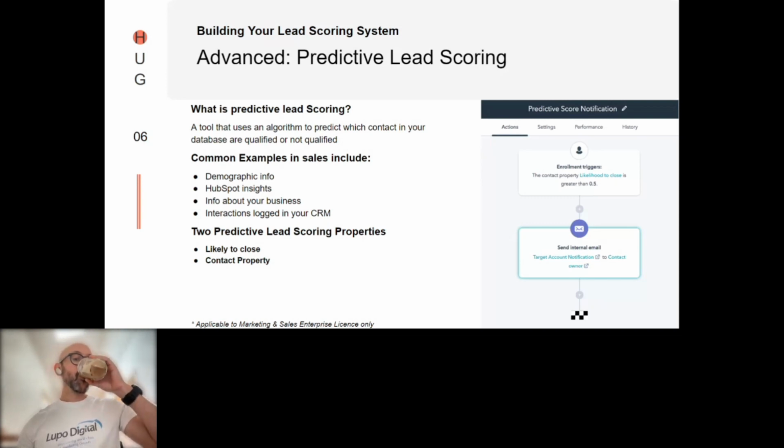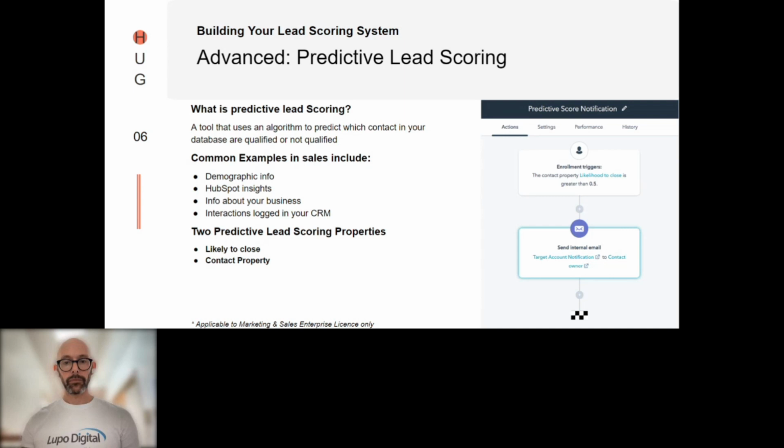Now, there are two very unique lead scoring properties that HubSpot would use for predictive lead scoring. One is likely to close, and this is by definition a percentage probability of a contact closing as a customer within the next 90 days based on certain contact properties and activities. So for example, if contacts with a close probability of 22, they have a 22% chance of closing as a customer in the next 90 days. So that'll come up on your screen as a field or property.